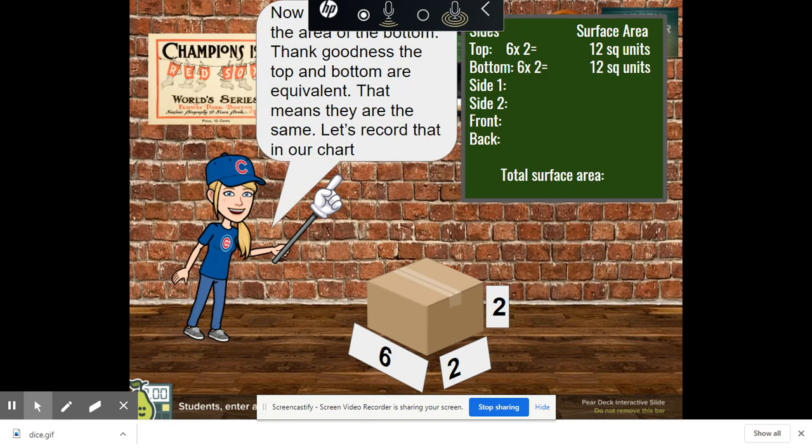Now we need to find the area of the bottom. Thank goodness the top and bottom are equivalent. That means that they're the same. So we need to record that in our chart. We know that they're equivalent or the same because if we put our hands on the top of a box and the bottom of the box, they measure out to be the same.